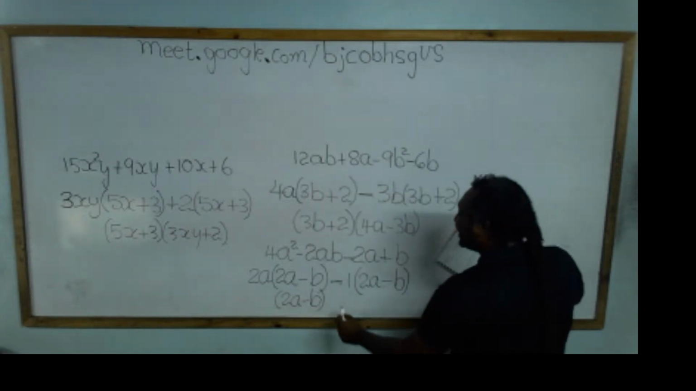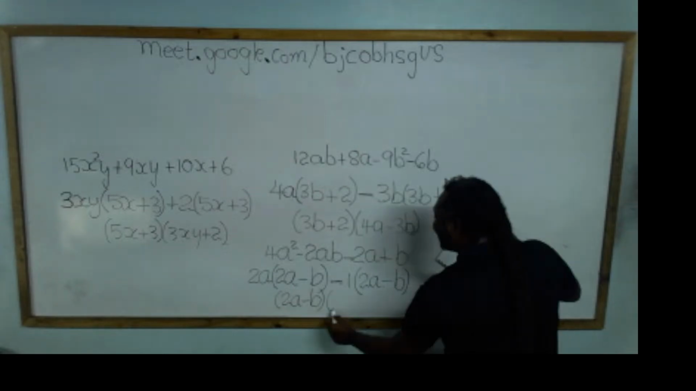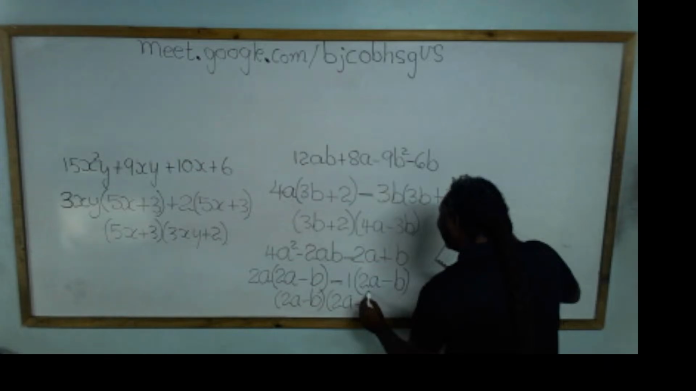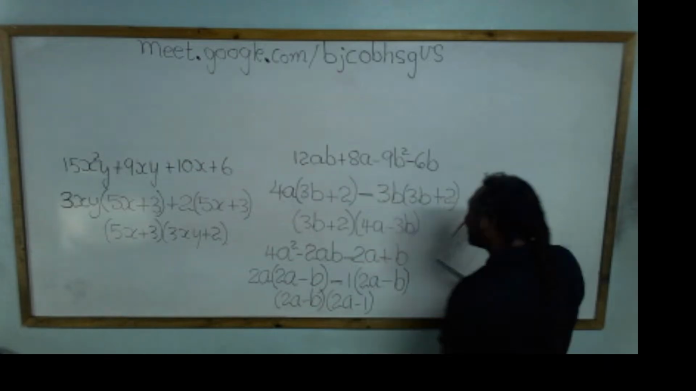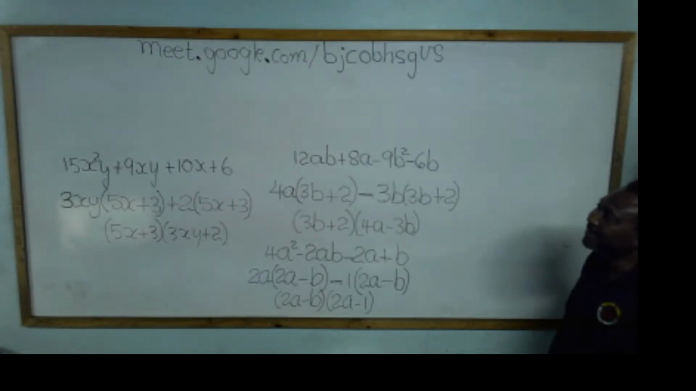in one bracket. I have to be careful now, I have to be on my p's and q's. 2a minus b, right? Because I'll be thrown out of this class if I do not write the correct thing. Alright, so there you go.